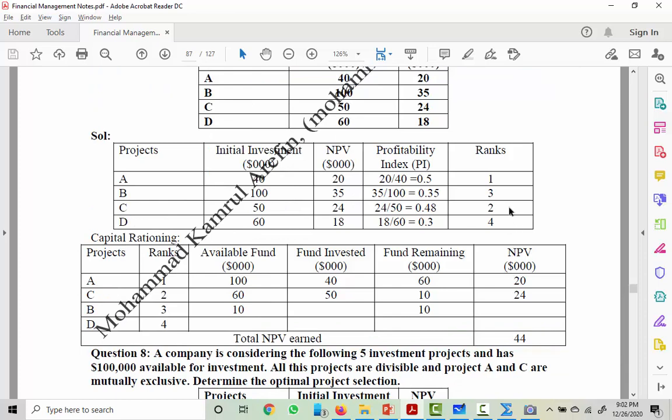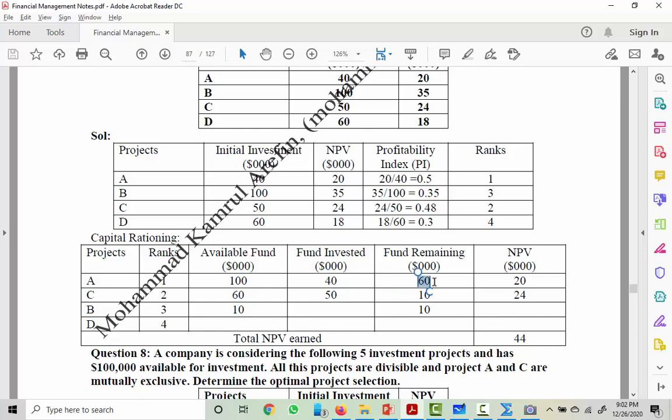As usual, same data, so project A is in rank 1, project C is in rank 2, and so on. We have $100,000 in our hand. First we will invest our capital in project A because that's the best project. Project A needs $40,000. We will invest the full $40,000 because we have $100,000 in our hand. If you invest $40,000, you will be left with 100 minus 40.